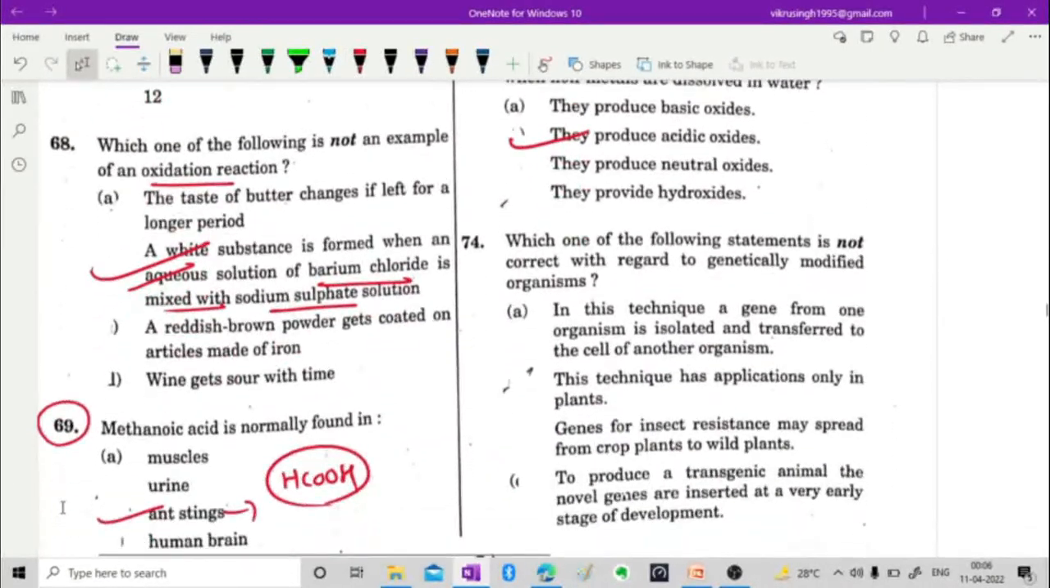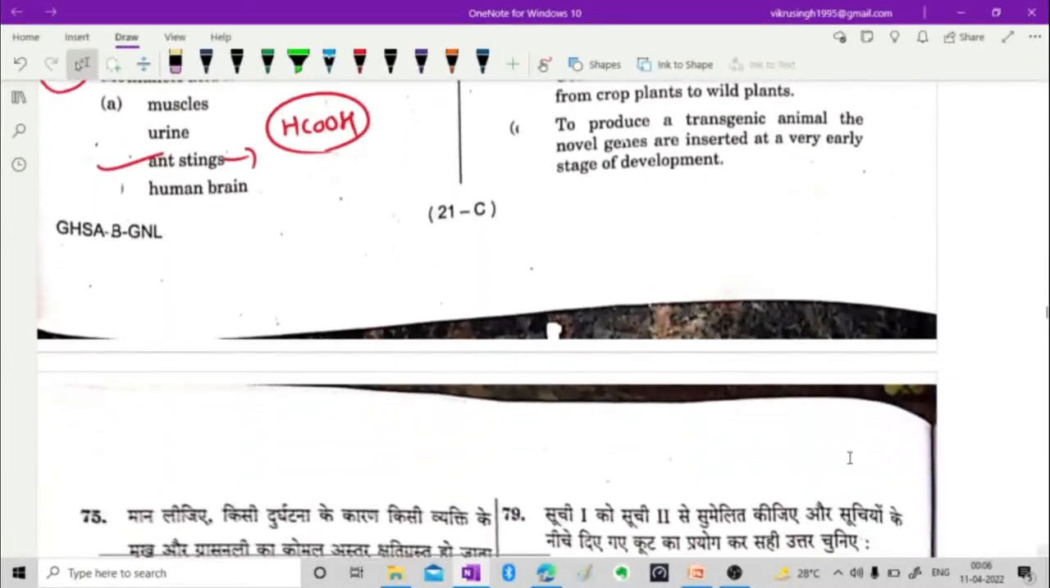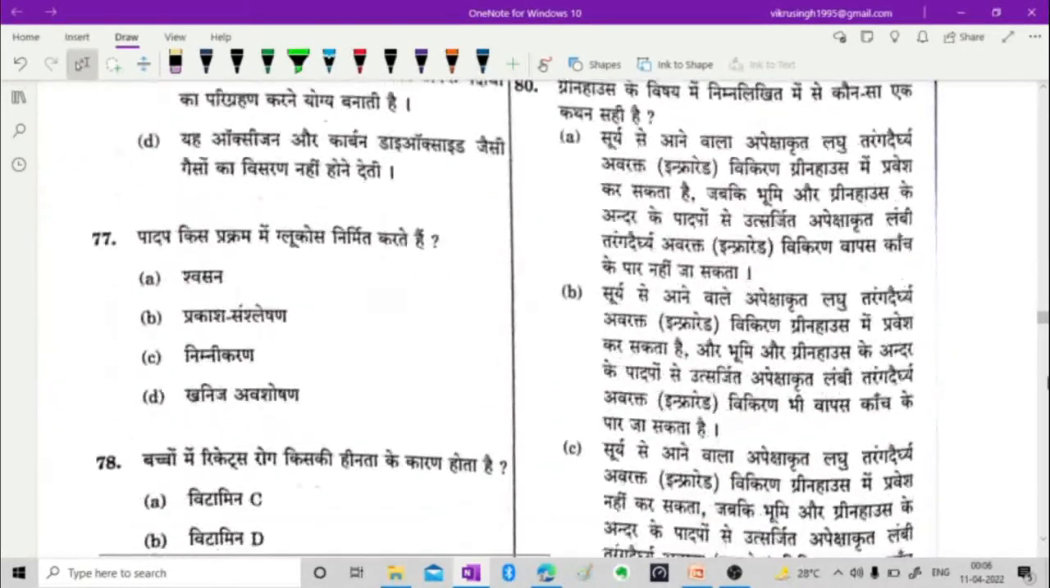Page 74, which of the following is not correct with regard to genetically modified GMO? So the correct option is A. On to the next section.